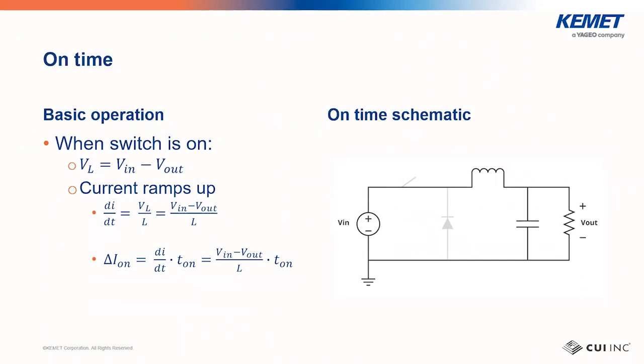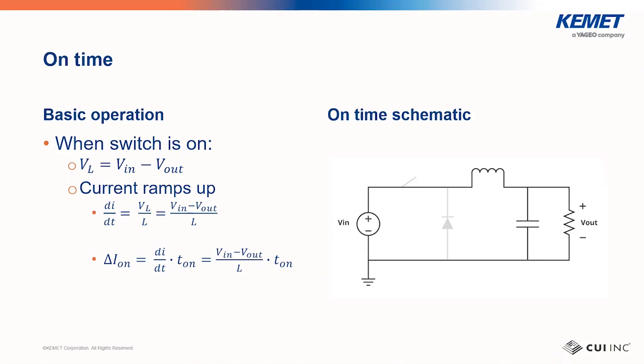During the on time, the switch is closed, which means that Vin is applied to the switch node. This reverse biases the diode and applies Vin to one end of the inductor. The other end is connected to Vout, and we therefore have a constant voltage applied across the inductor equal to Vin minus Vout. Applying a constant voltage to an inductor causes the current to ramp up at a linear rate that is equal to the voltage applied divided by the inductance.